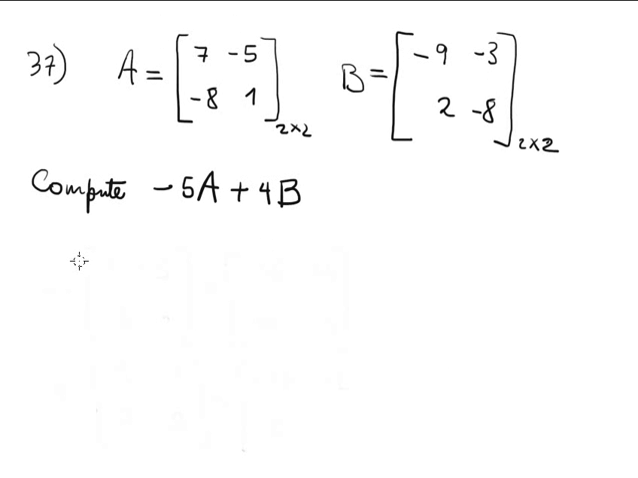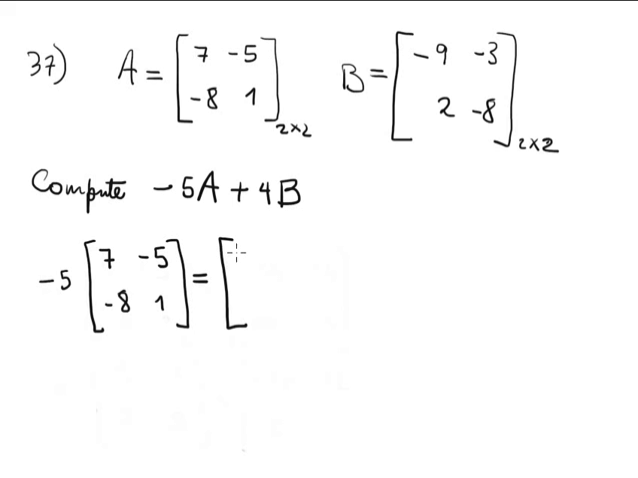Okay, 37 again is matrix algebra. Example. You multiply, for example, negative 5 times the matrix A, which is 7, negative 5, negative 8, and 1. And the multiplication is negative 35, because negative 5 times 7 is negative 35. Negative 5 and negative 5 is positive 25. Negative 5 and negative 8 is positive 40. And negative 5 times 1 is negative 5.